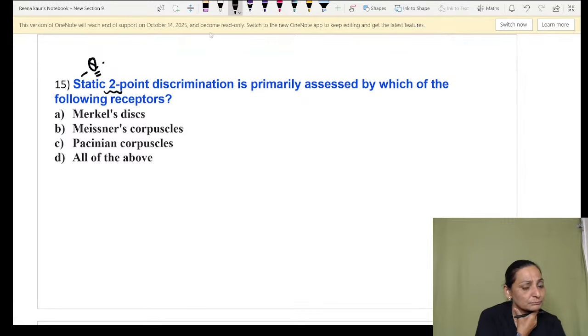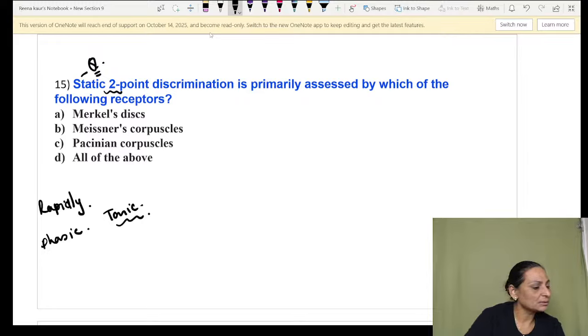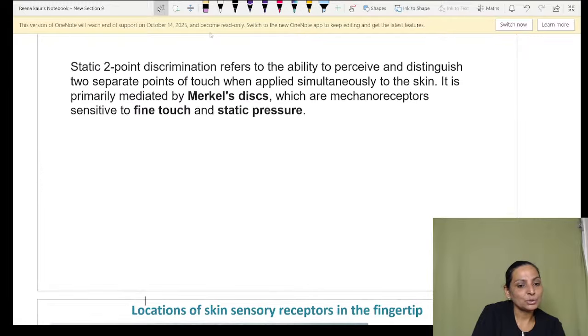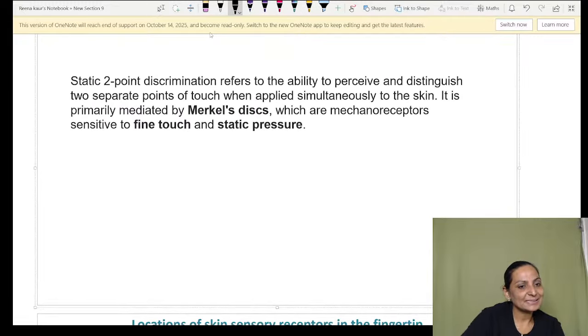Now, there are two types of receptors, if you know. Phasic or the rapidly and the slowly adapting receptors. Phasic and tonic, or the rapidly adapting receptors and the slowly adapting receptors. So options are Merkel's disc, Meissner's corpuscles, Pacinian corpuscles, or all of them. So once you are given static 2-point discrimination, it means it is Merkel's disc.